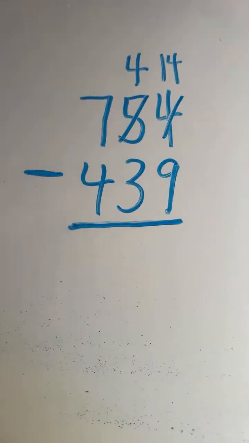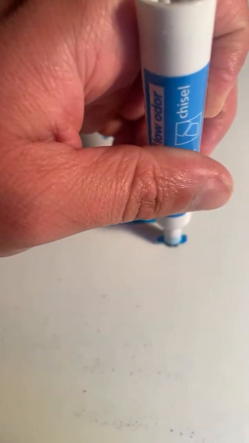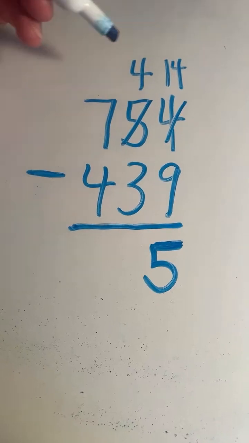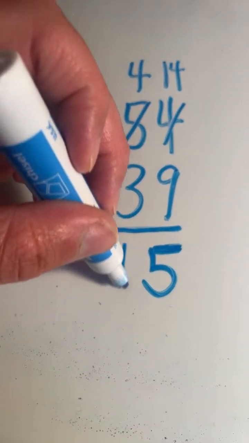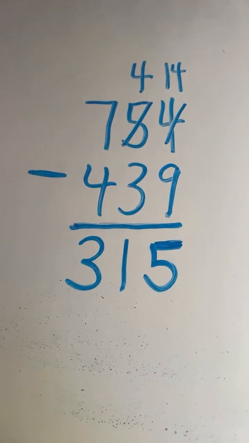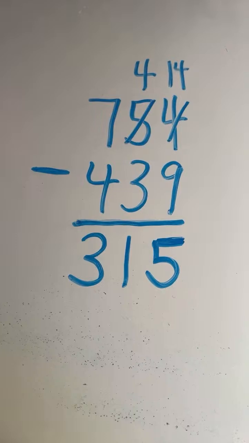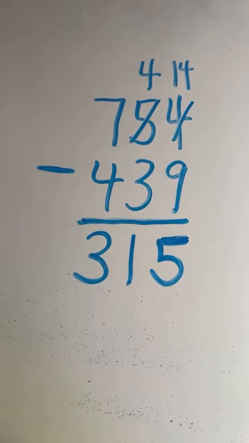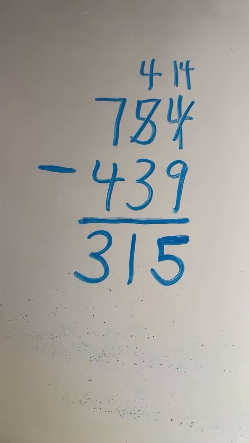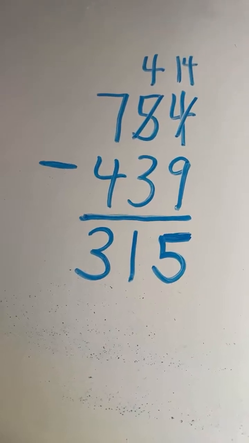14 minus 9 equals 5. 4 minus 3 equals 1. 7 minus 4 equals 3. And we have our final answer. 754 minus 439 equals 315.